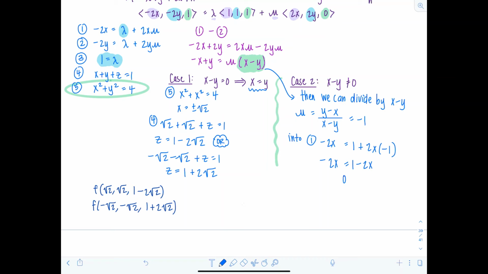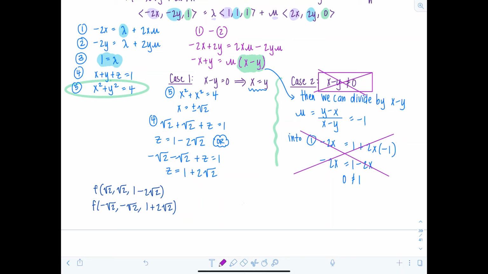Well, that's impossible, right? 0 does not equal 1. So that means I have a contradiction. This case is not valid because the assumption I made in this case is not valid. What was that assumption? That x minus y was not equal to 0. That assumption is false. So that means the only assumption that works, or that is valid, is that x is equal to y, which was from case 1. And I already have all of the possible extrema listed below.